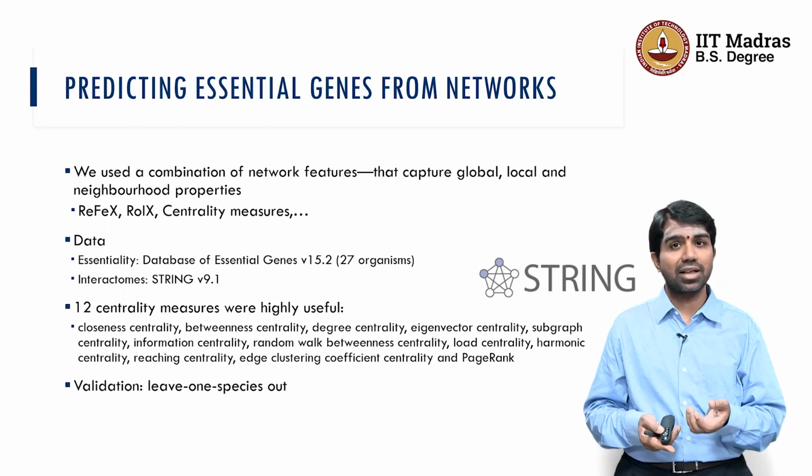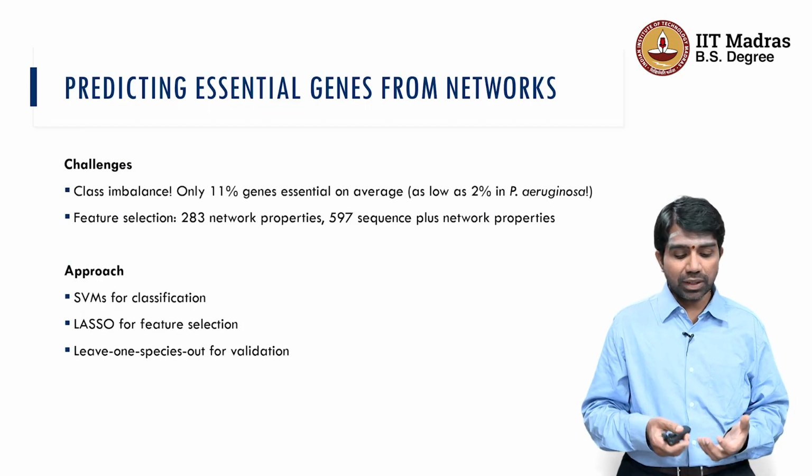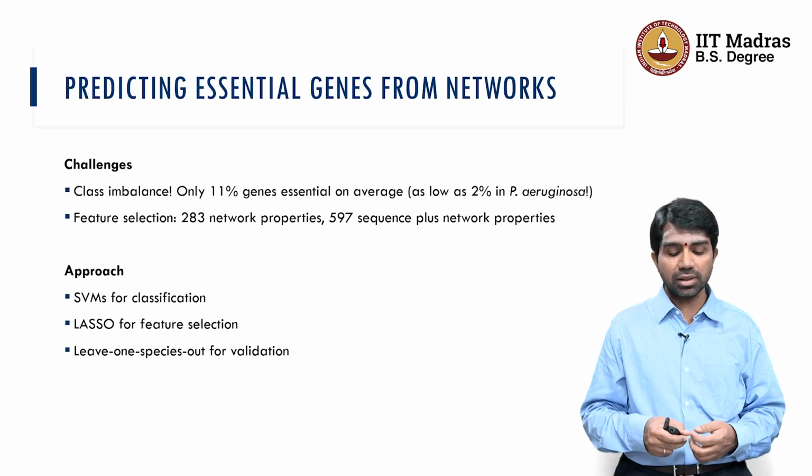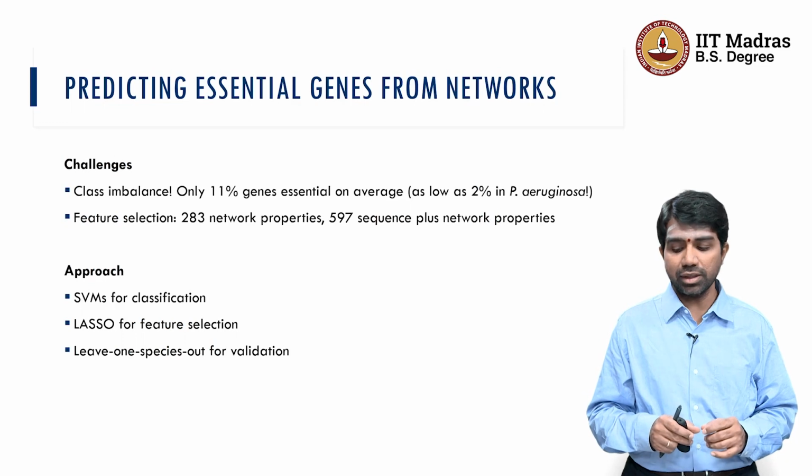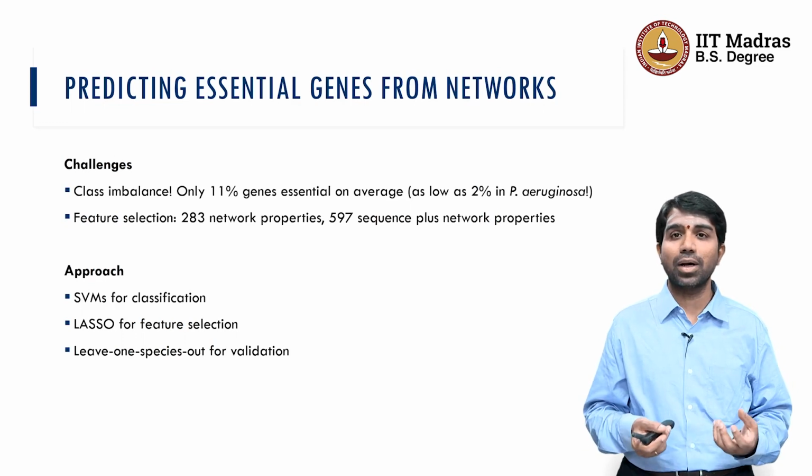It's a challenge given that there is so little data available. So, what were our challenges? One of our challenges was class imbalance. Only 11% of genes were essential on average, and in certain organisms it was as low as 2%.